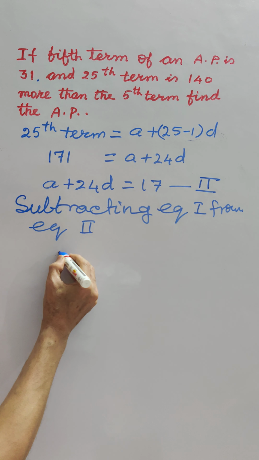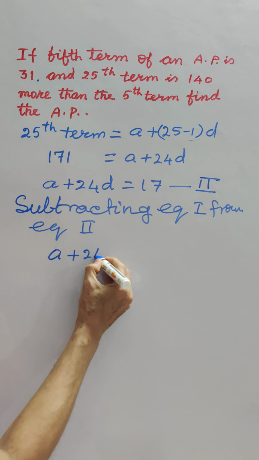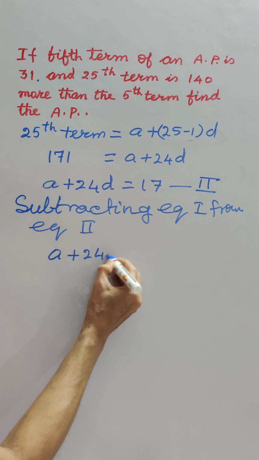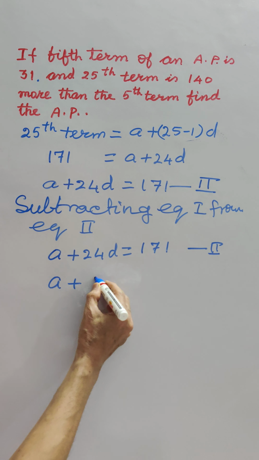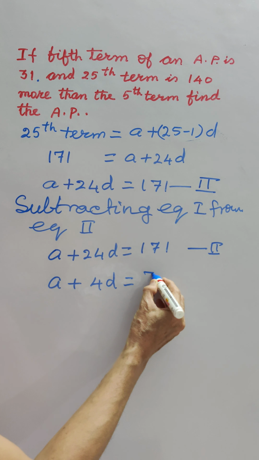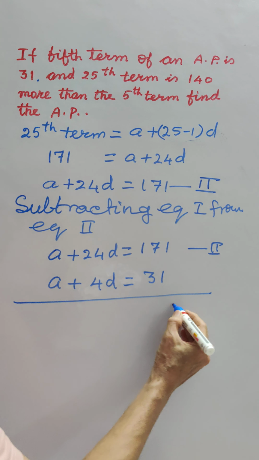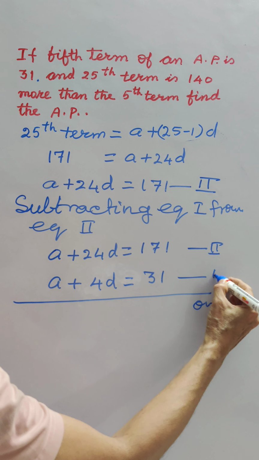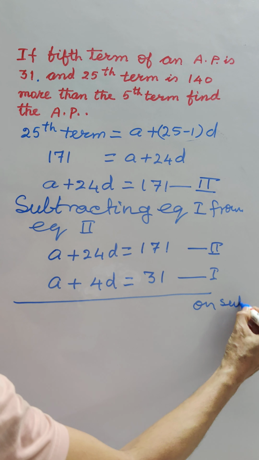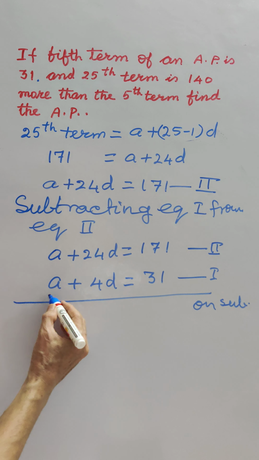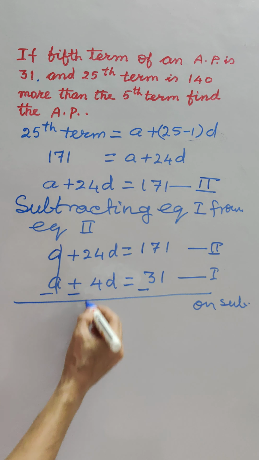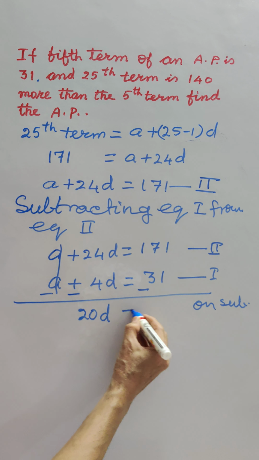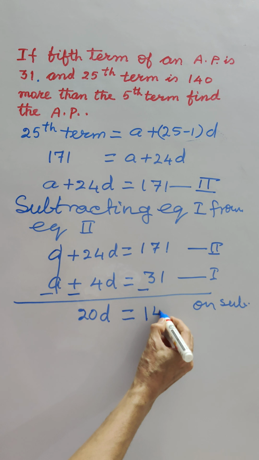Equation number 2 is a plus 24d is equal to 171. And equation 1 was a plus 4d is equal to 31. On subtracting, we change the sign, and a is cancelled with it. So that is 20d, 20d is equal to 140.